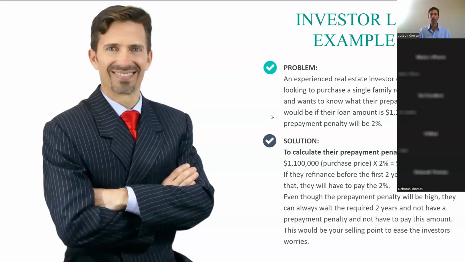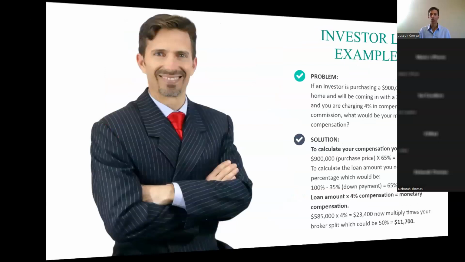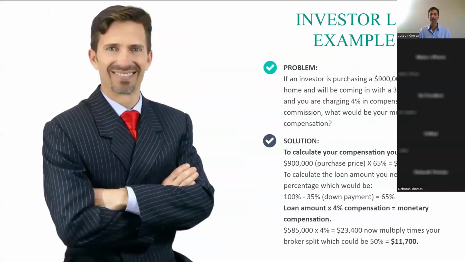Okay. We're going to go ahead and move on to example number 4 right now. We went through calculating interest only payments right now, Debbie, and prepayment penalties. So let's go over the next example. We're going to go over your compensation, how much you're going to make, how much you're going to profit on these loans. So in this example number 4, we have an investor that's purchasing a $900,000 multifamily home.